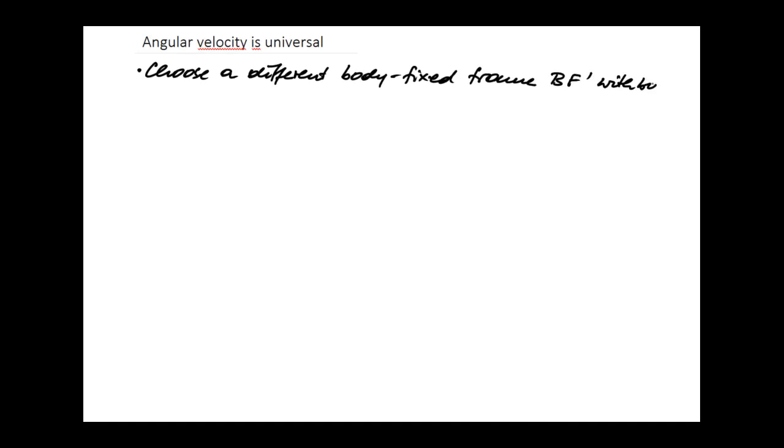Well, the answer is it doesn't, and here I would like to give a little argument why that is the case. So why, in fact, the angular velocity is universal in the sense that it does not depend on the precise choice of the body fixed frame. For the sake of the argument, let's choose a different body fixed frame, BF prime, with now a different basis, which I denote by e_i double primed.